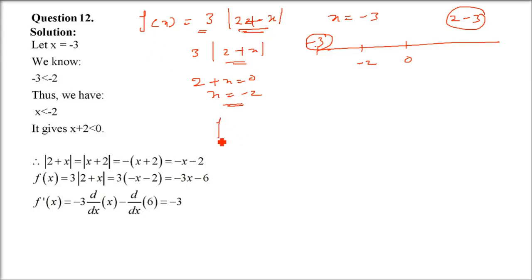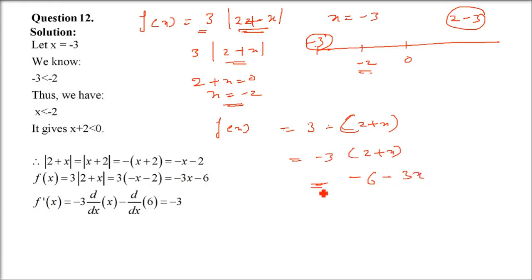There is negative 1, so negative you are getting. So mod 2 plus x will be negative 2 plus x. When you remove this mod, it's going to be negative of 2 plus x. So 3 into this mod, I am just replacing with minus 2 plus x. So minus 3 into 2 plus x, which is going to give you minus 6 minus 3x. Basically it's minus 3x minus 6.